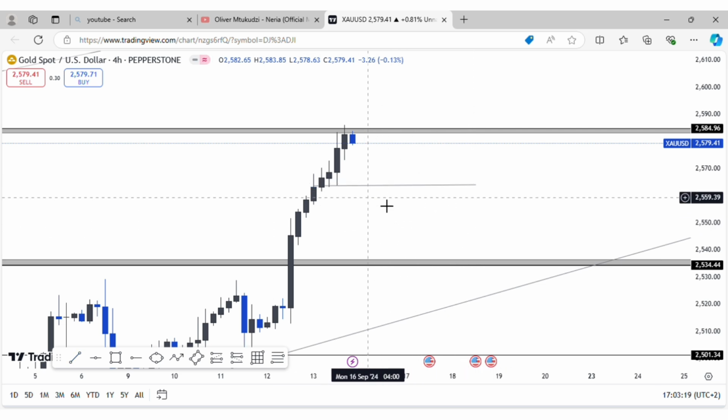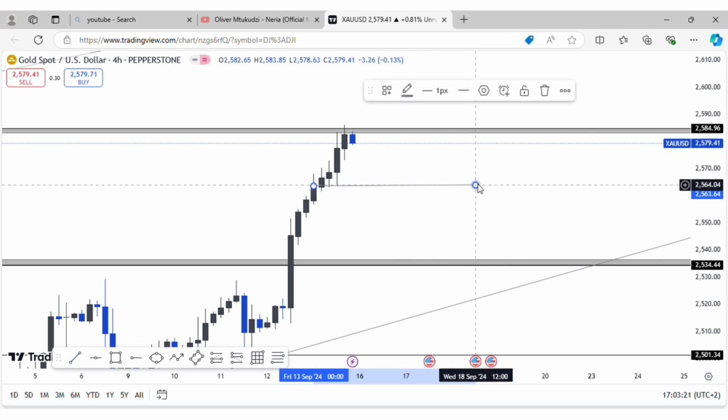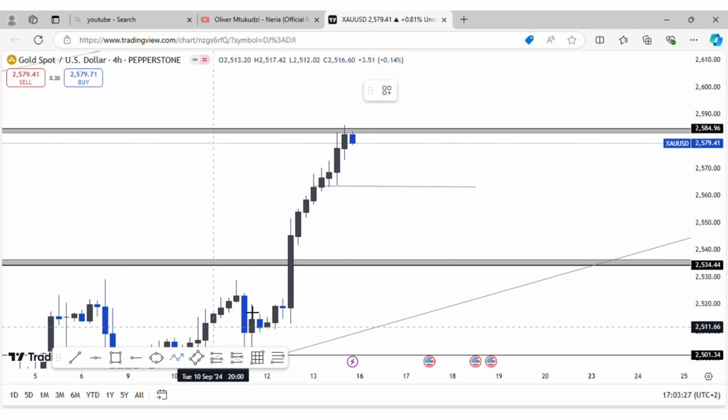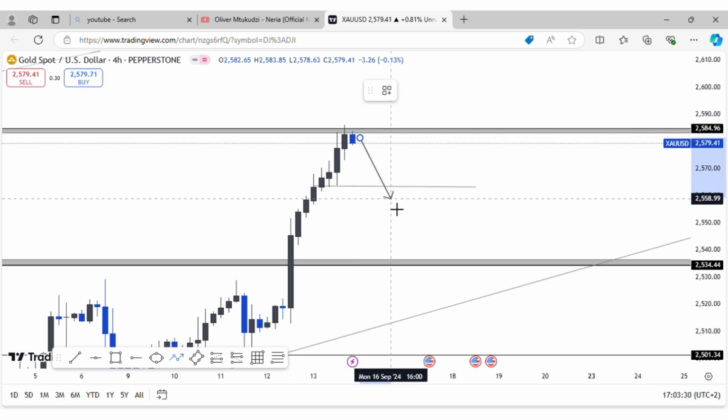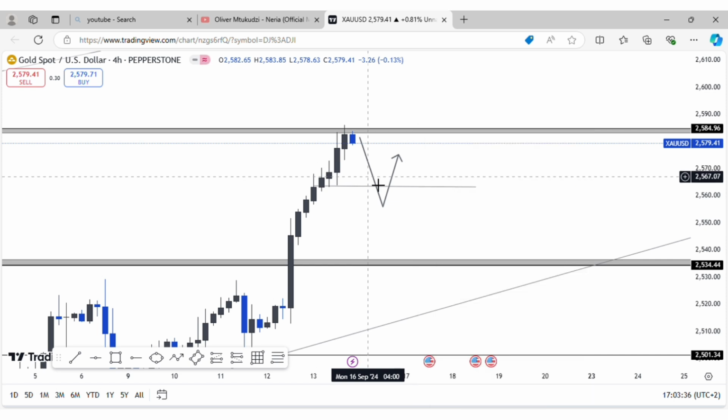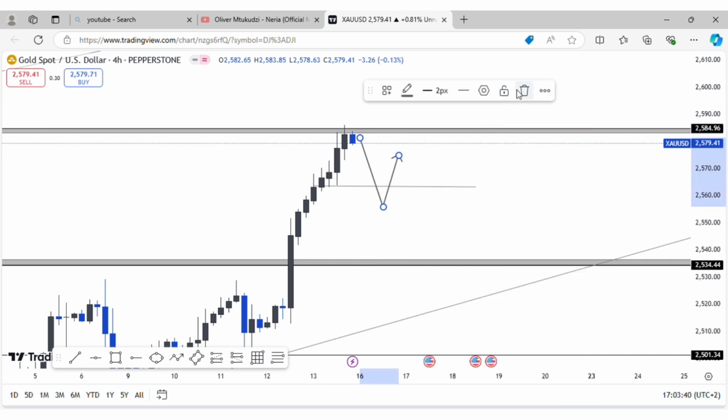So as you can all see, I have my low there. Let me just make it straight. I love to make my work very neat. So I have to wait for price to come break this low and come back to retest on my golden zone. So for example, let me just show you what I mean by that.